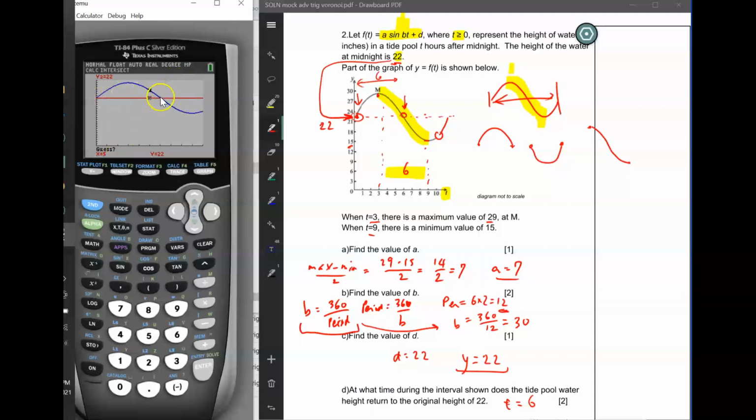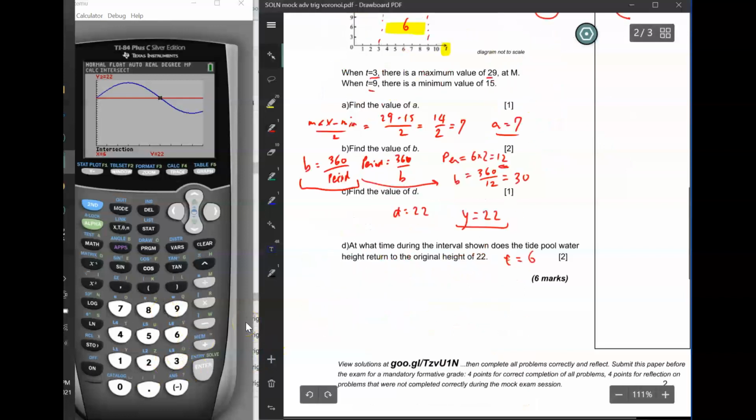We need to make sure that the cursor is over here and not here when we do the guess. So make sure that you move it over to here if it happened to be over there instead. And then you hit enter, and then it chooses the intersection that's closest, which in this case is 6, 22. So the x value is 6, or the t value is 6. Okay? All right, let's go to the last one.